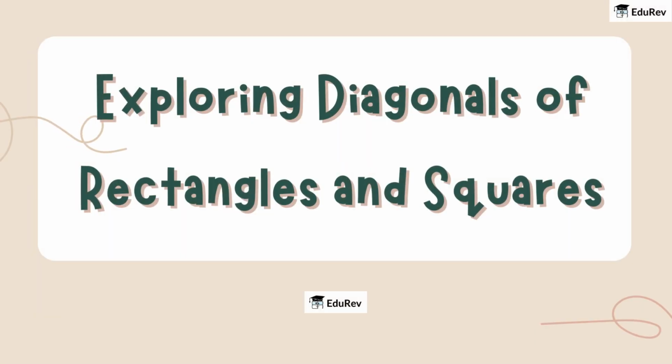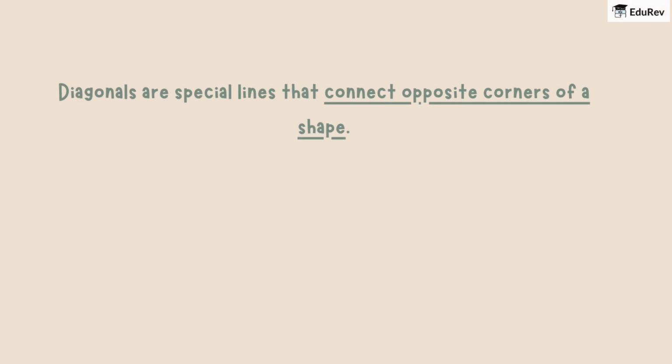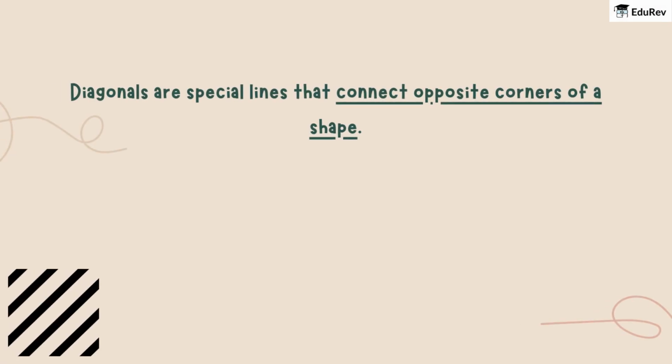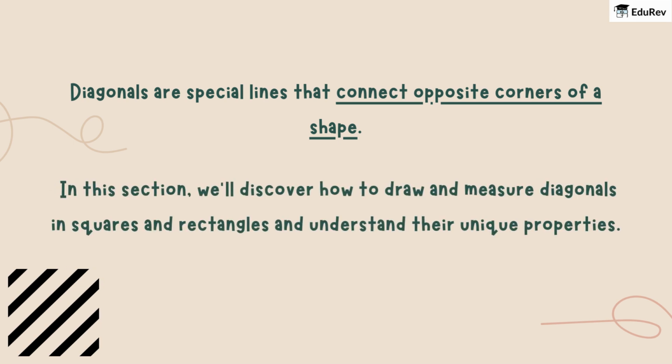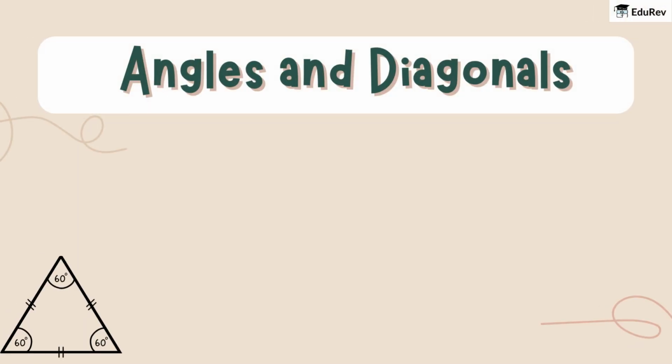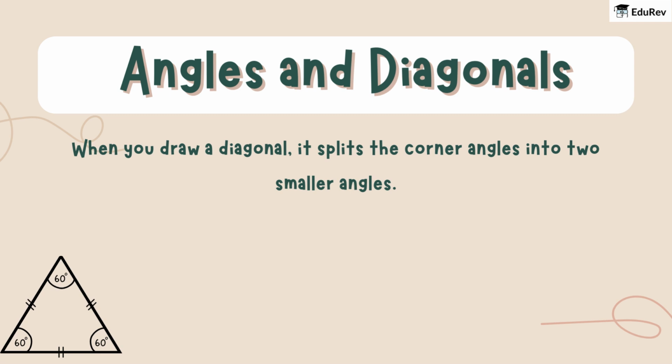Exploring diagonals of rectangles and squares. Diagonals are special lines that connect opposite corners of a shape. In this section, we'll discover how to draw and measure diagonals in squares and rectangles and understand their unique properties. Angles and diagonals. When you draw a diagonal, it splits the corner angles into two smaller angles.